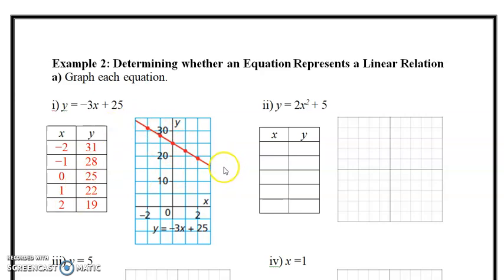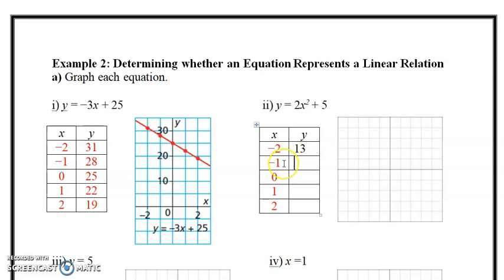Right through. The next one we have is y equals 2x squared plus 5. So I'll graph this one here. I'll use the same x values that we did in the previous question, and then the corresponding y values. So put the negative 2 in. Negative 2 squared is 4. 4 times 2 is 8. 8 plus 5 is 13.